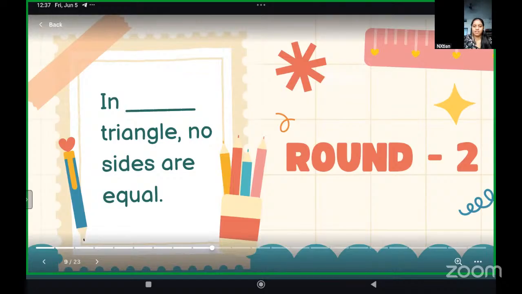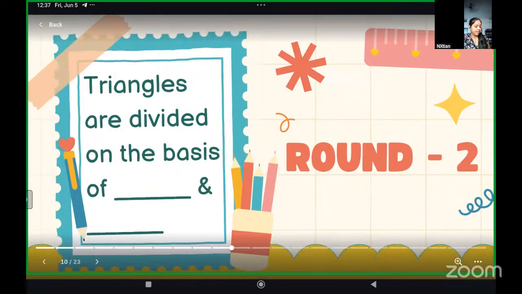Okay. Next, can you hear me? Eva. Yes, Joshua, yes. Yes, we'll proceed. Eva. Triangles are divided on the basis of dash and dash.